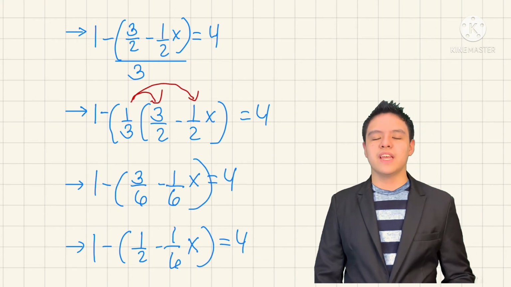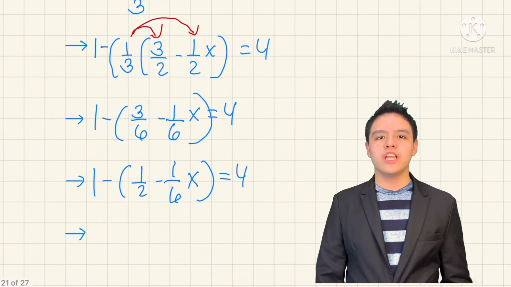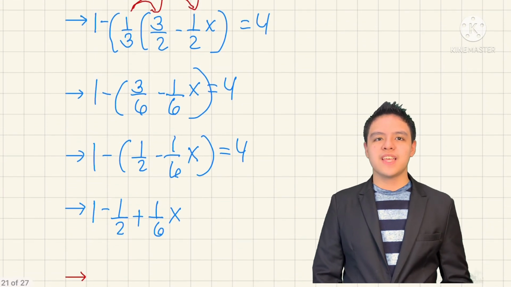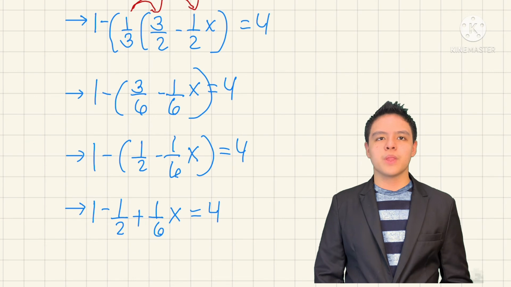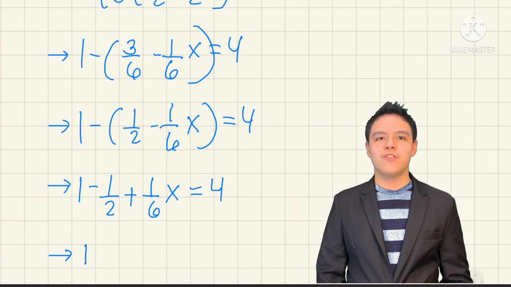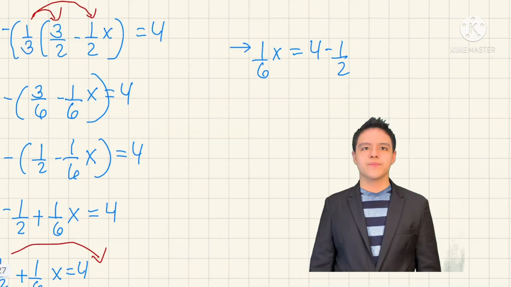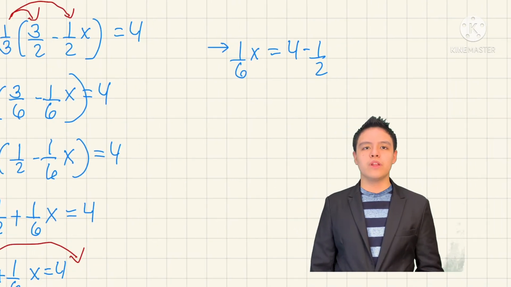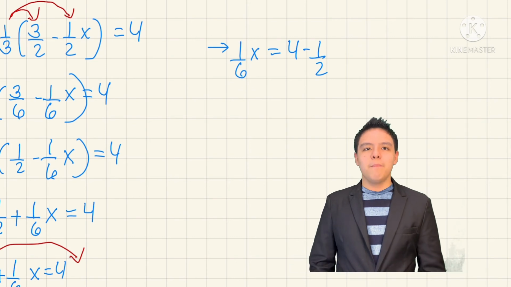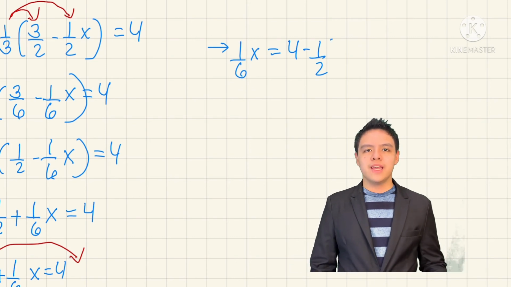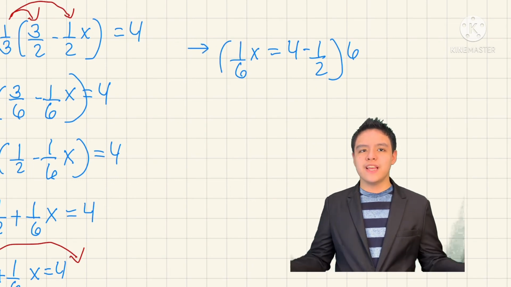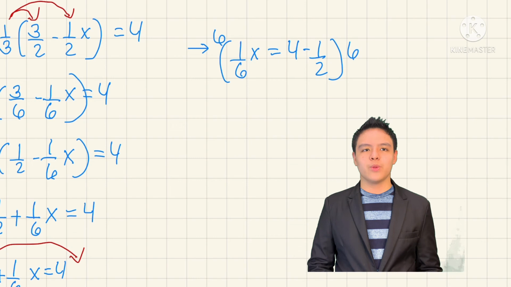The negative sign outside the parentheses means you need to change the signs of the terms inside. So, 1 over 2 will be negative 1 over 2 and negative 1 over 6x will be 1 over 6x. 1 minus 1 over 2 is 1 over 2. And we'll transpose 1 over 2 to the right side, making the equation 1 over 6x is equal to 4 minus 1/2. Multiply both sides by 6 to remove the denominator.